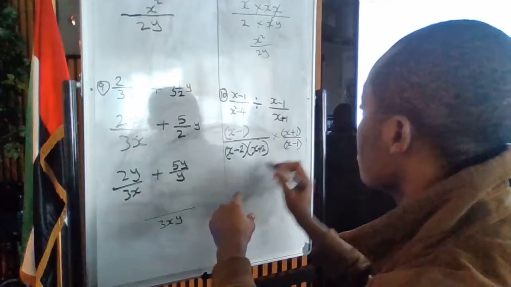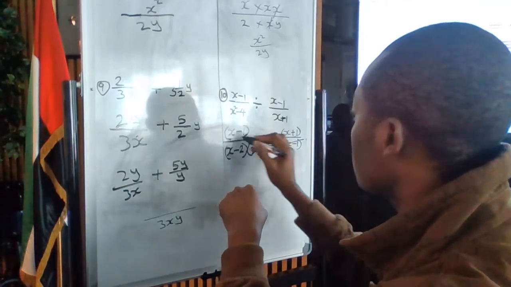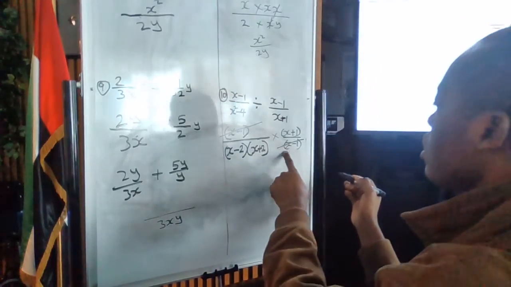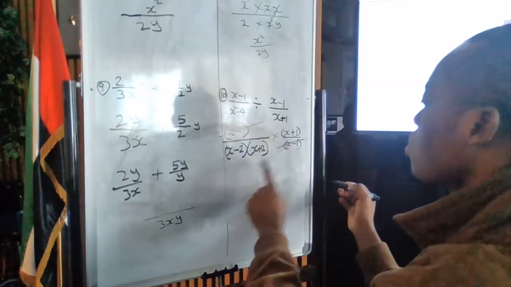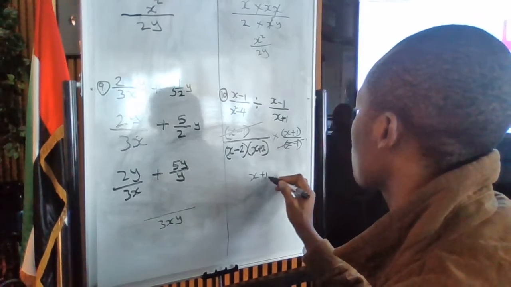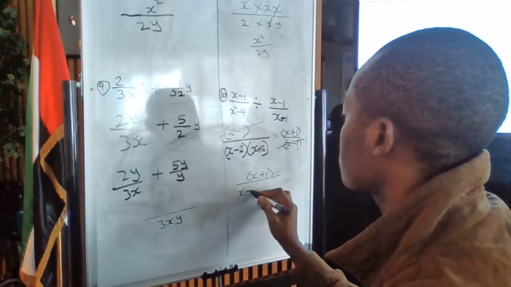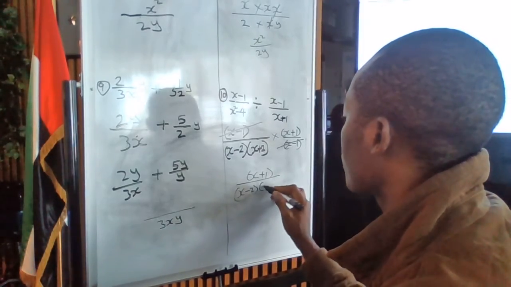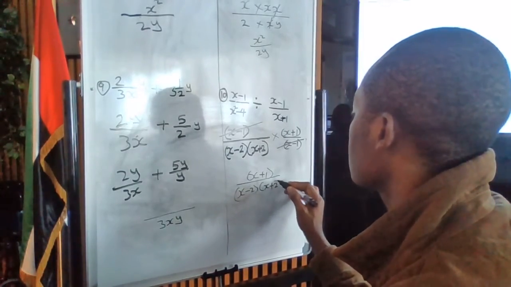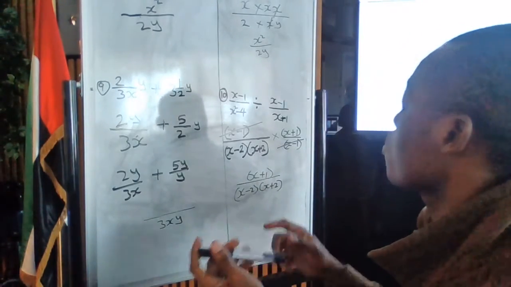That is, times this can only cut this. So nothing to cut each other again. So our final answer is what? s plus 1 over x minus 2, x plus 2. So that is that in this particular question.